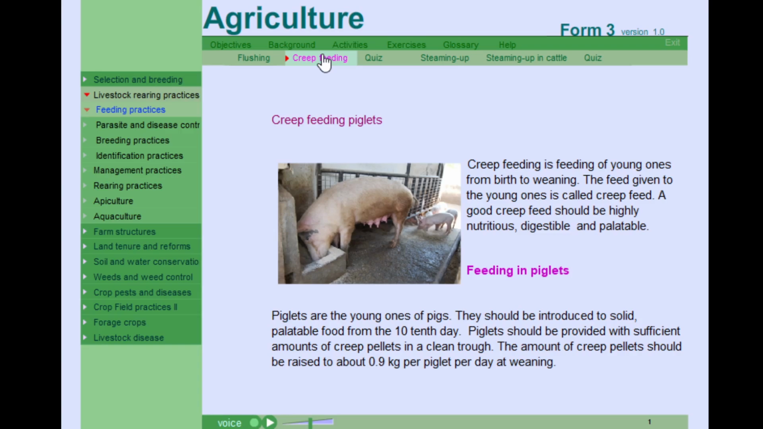Feeding in piglets. Piglets are the young ones of pigs. They should be introduced to solid, palatable food. From the 10th day, piglets should be provided with sufficient amounts of crib pellets in a clean trough. The amount of crib pellets should be raised to about 0.9 kilograms per piglet per day at weaning.